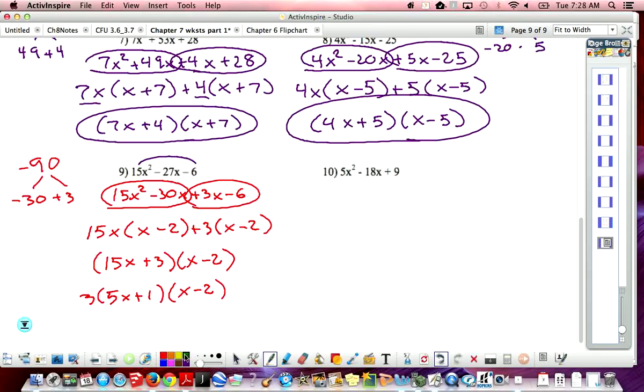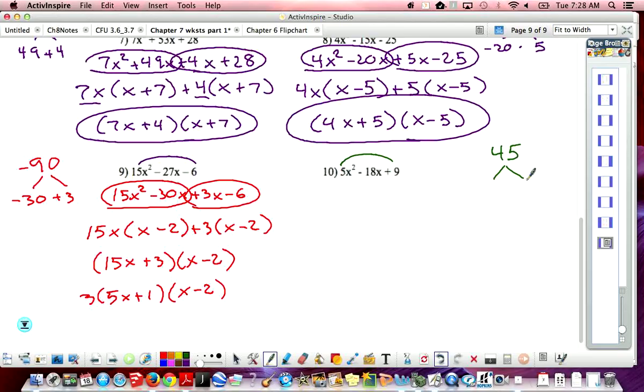All right, last one on this page. 5 times 9 is 45. Factors of 45 that add up to negative 18. Both factors have to be negative here. This one's going to be a little more challenging. Could I do 9 and 5? Nope. I'm just trying to think, does this one even work?